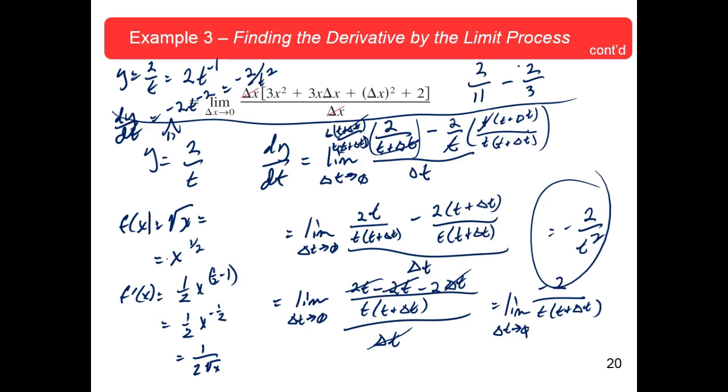Make sense? All right. Good deal. Okay, I'll erase now, or does someone still need a little bit longer? Okay.